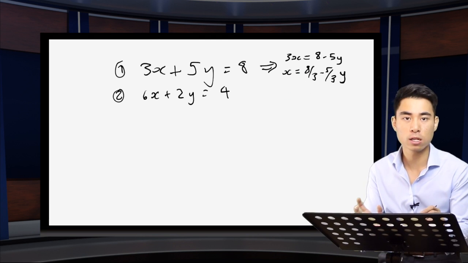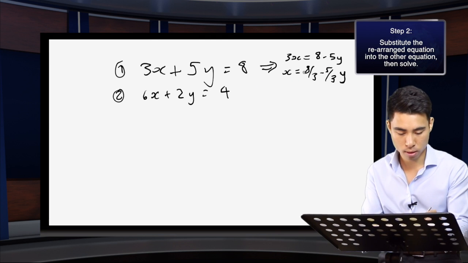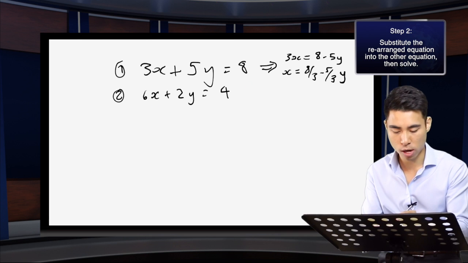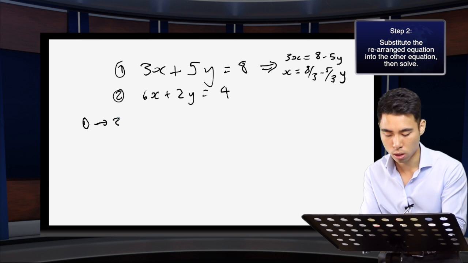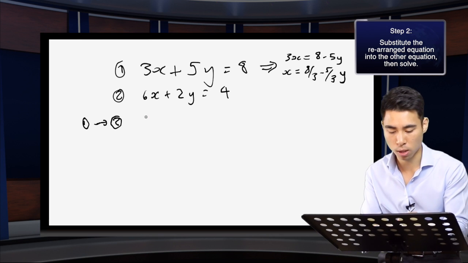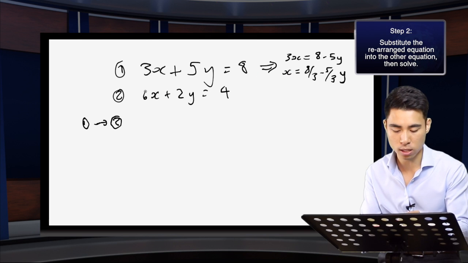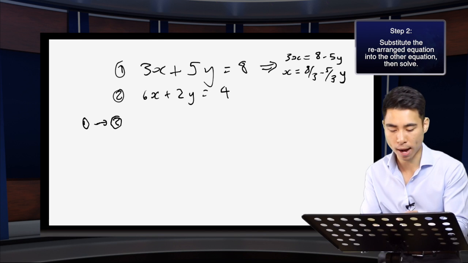Now, step 2, I need to substitute this expression into my equation 2. So I'm going to put the rearranged form of equation 1 into equation 2. So substituting in, that's where the substitution comes in. So what does this look like? Well, every time I see an x in this equation here, I'm going to replace it with this expression here, but leave it in brackets.